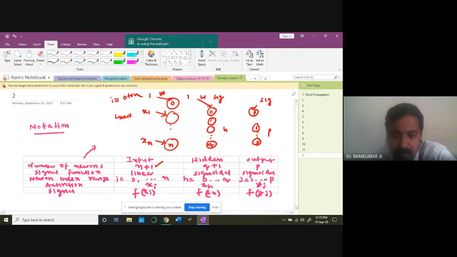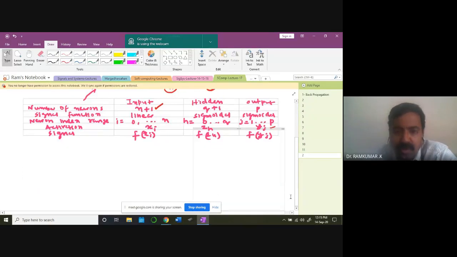Okay. And then we have the activation functions, Xi, ZH, YJ. They are the activation functions. Can you recall what that activation is? It's the total value, the value that's going to get accumulated.